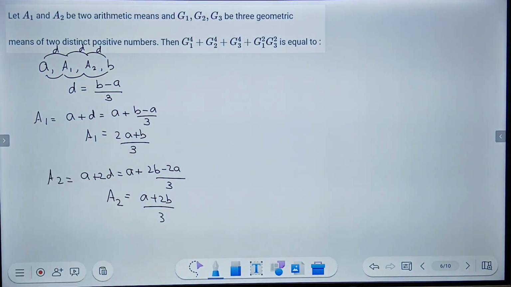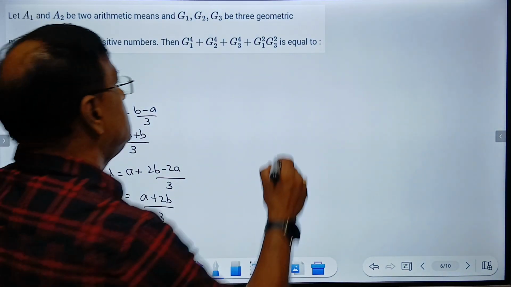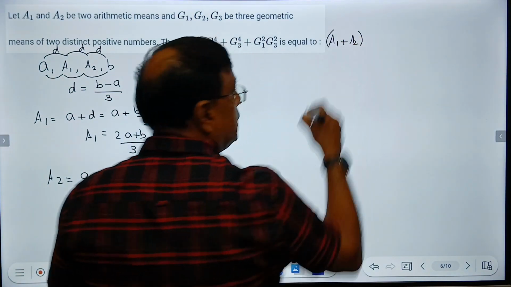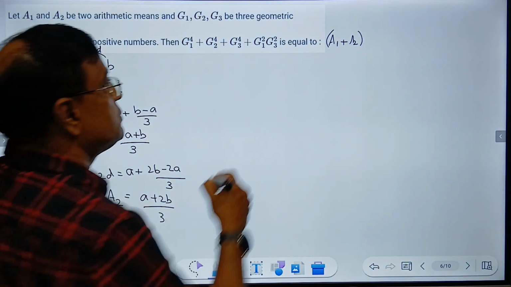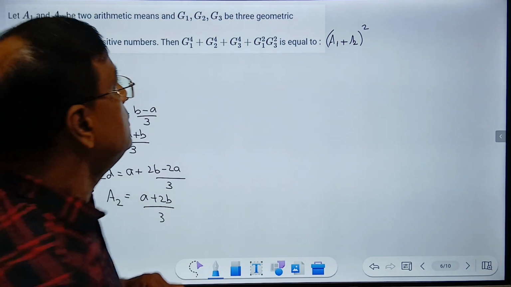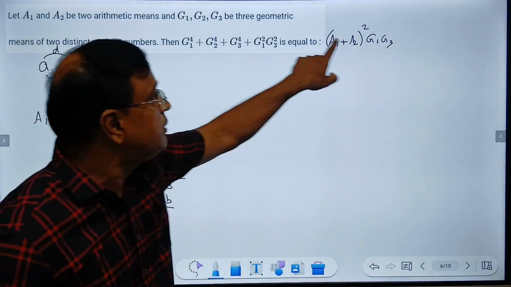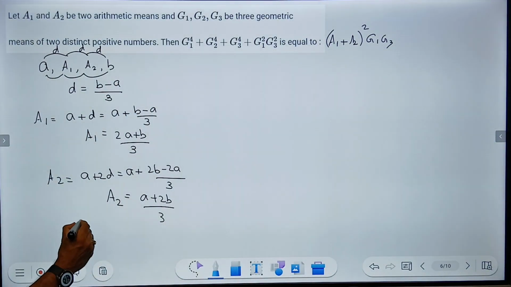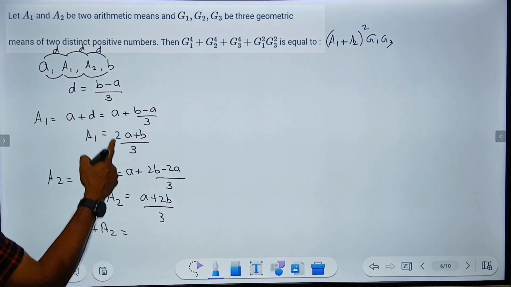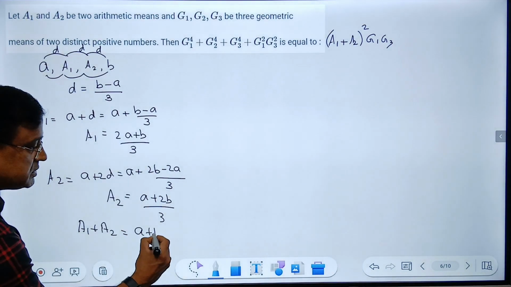This is a2. Correct? Now actually you are supposed to prove this. It's an MCQ question, so I have not done that. It should be (a1 plus a2) whole square into g1 g3. You have to prove this is equal to that. Now from this, what is a1 plus a2? If you add them, 2a plus a is 3a, b plus 2b is 3b, by 3 will be a plus b.